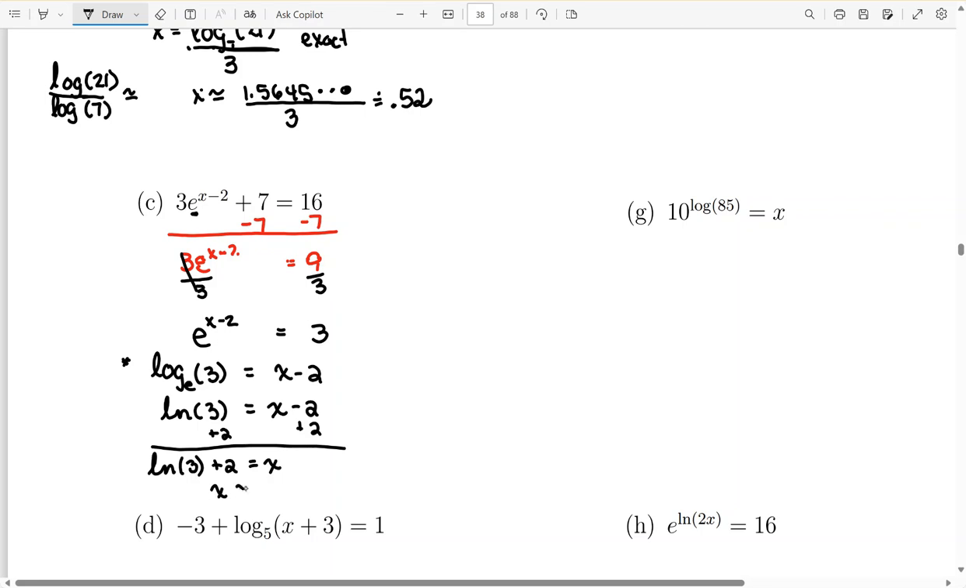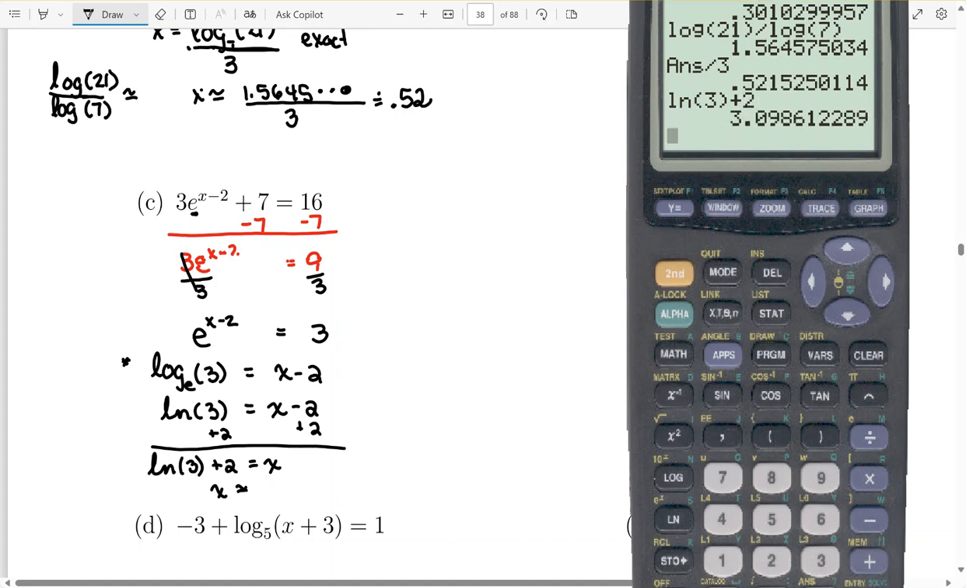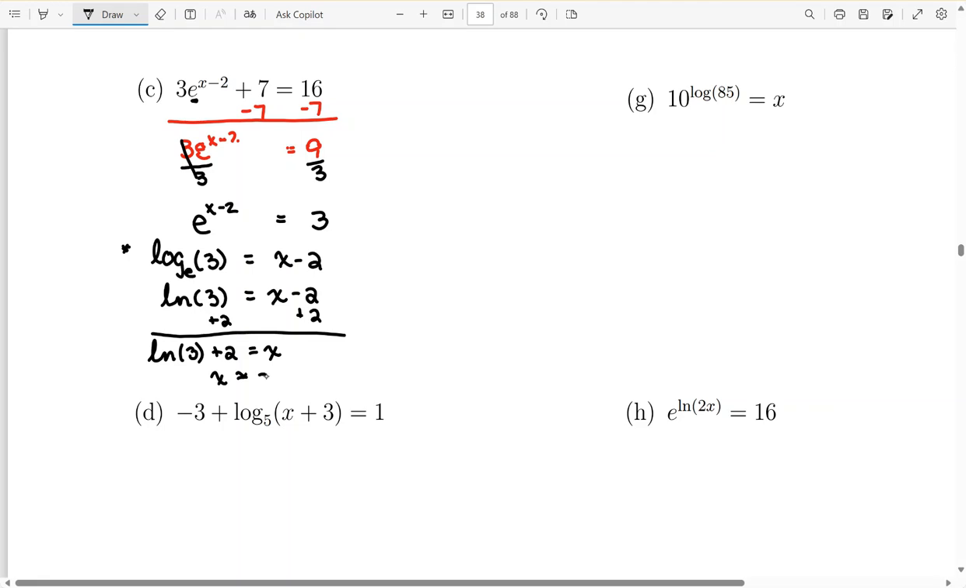Then go ahead and use your calculator. And again, this is an ln. So I'm going to use the natural log button of 3, close parenthesis, plus 2. And I get about 3.098, but 3.098 to 2 decimal places means the 9's going to bump to a 10. So 3.10 would be my approximation. Here's my exact, and there's my approximation.